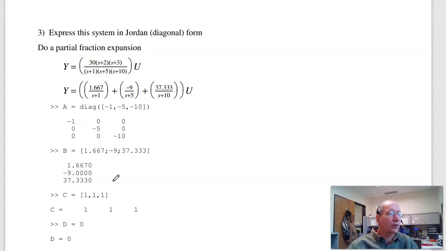Third way is Jordan form. Do partial fraction expansion. I get 3 first-order systems. The A matrix is just the diagonal, poles at minus 1, minus 5, minus 10. The numerators are the B matrix, and C is just 1, 1, 1. And actually B and C can be flipped. All that Jordan form cares about is that the product of this term times this term is 1.667. This product, the second entry, is 9 and 37.